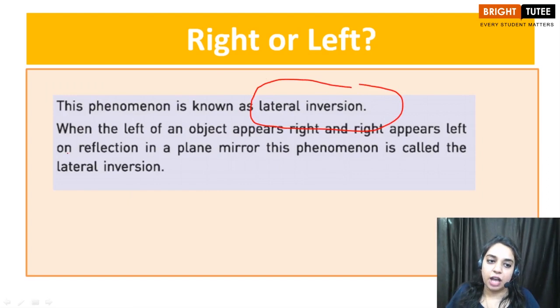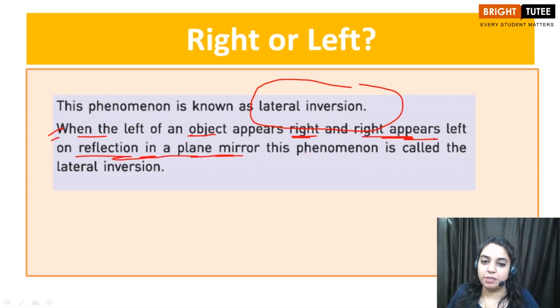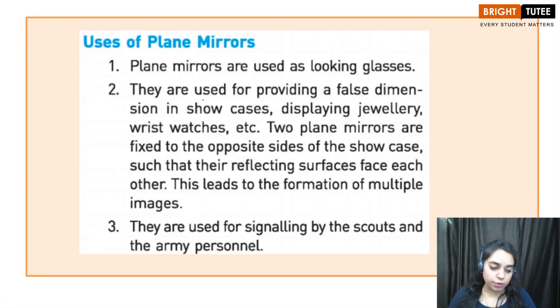And how do we define this lateral inversion? When the left of an object appears right and right appears left on reflection in a plane mirror, this phenomenon is called lateral inversion. Okay, children, I hope you would have understood this. So let's move ahead, and we are going to discuss some of the uses of plane mirror.